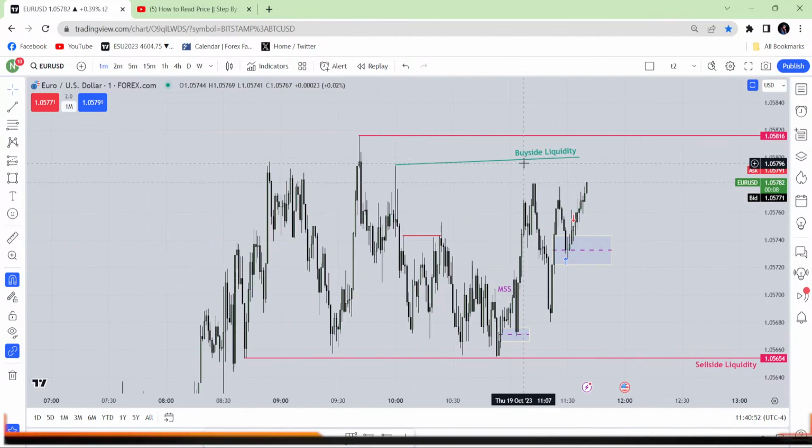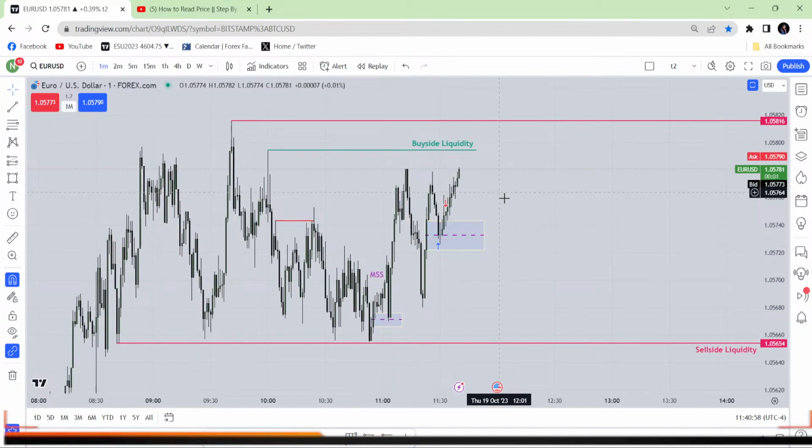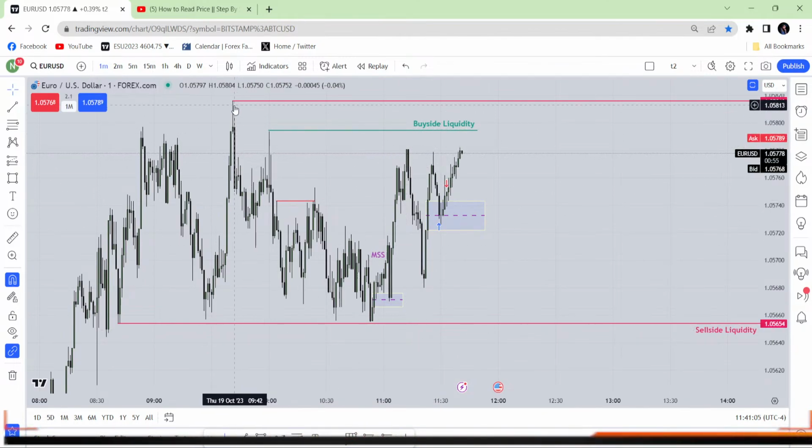Where is my sell side? I mean buy side liquidity. Just think, okay? This is my buy side. Just think. I'm not sure this is my buy side or not. I'm just giving you the example. And there is my sell side liquidity. Now, I think I started to read the price from here.